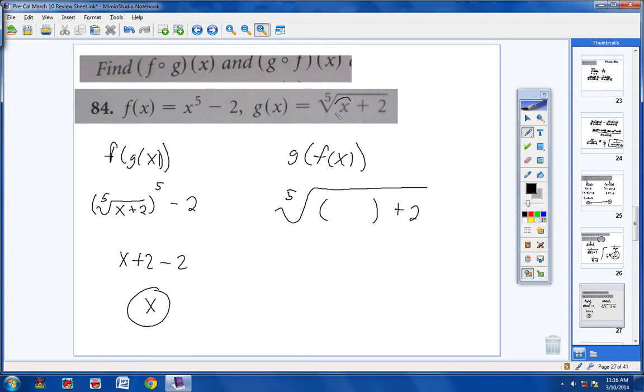So here's an x, here's my parentheses, and then your next letter is f, so you pick up your f and you put it on the inside, x to the fifth minus 2.